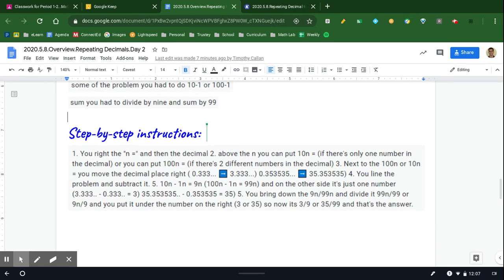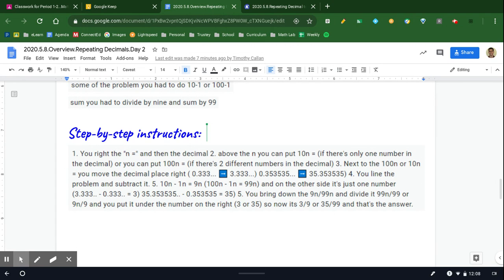And I want to point out, this one, I just could not put enough good things here. You guys wrote so many good ways to give yourself step-by-step instructions. And I'm sorry I couldn't include all of them, but let's just pick out a few, okay? Because I was really pumped reading so many good ones. Number 1, write n equals and then the decimal. Step 2, above the n equals, put a 10 n equals if there's only one number in the decimal, or you can put 100 n equals if there's 2 repeating decimal places.